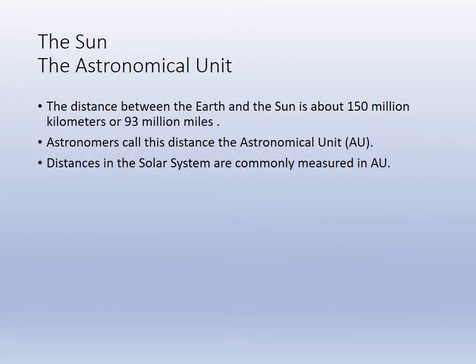The astronomical unit is the measure of distance that we use in the solar system. It is the distance from the Earth to the Sun, approximately 150 million kilometers, the average distance, or 93 million miles.